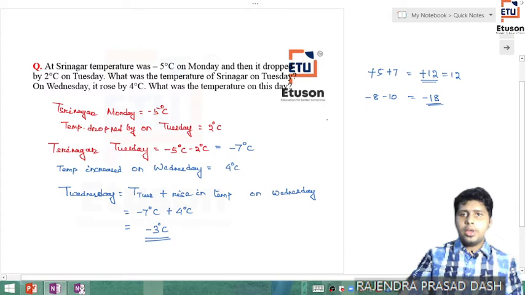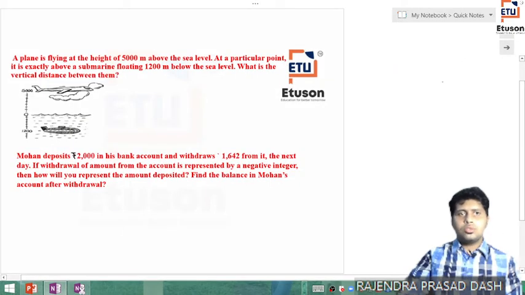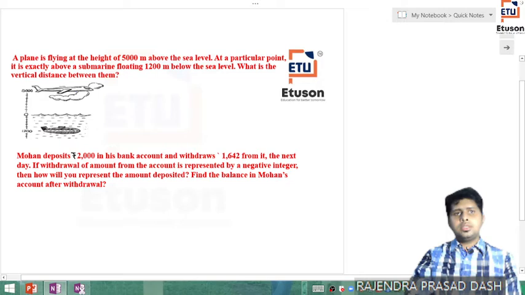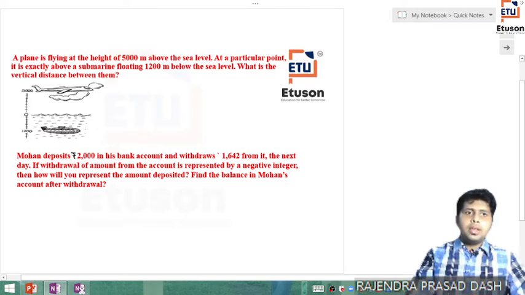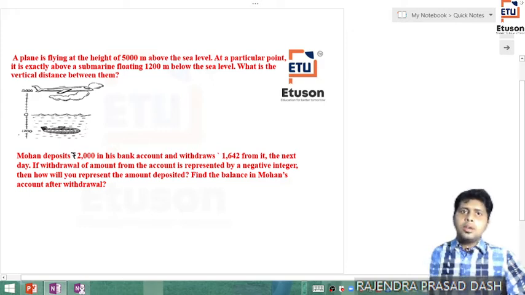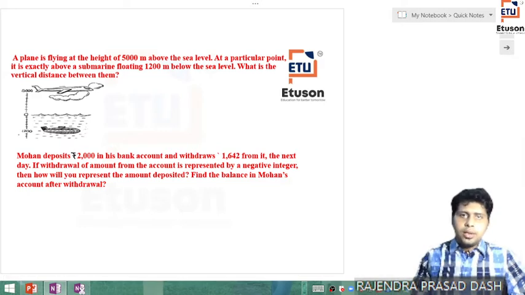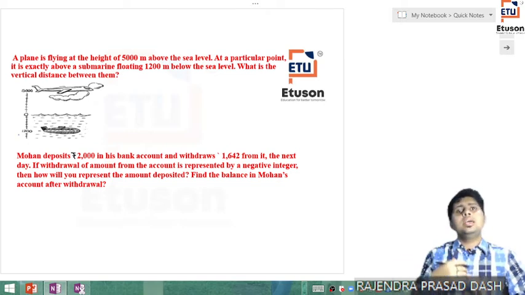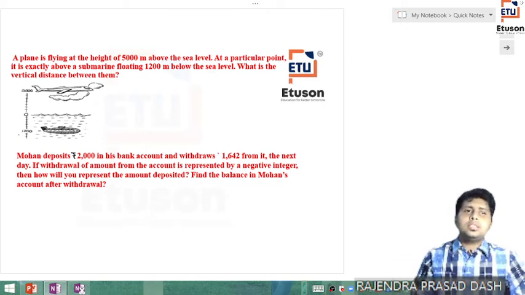Okay, so we'll go to the next question, beta. Here, see, there is a very interesting question. A plane is flying at a height of 5000 meters above the sea level. At a particular point it is exactly above a submarine. You know a submarine, na, which goes under the water. So at a particular point it is exactly above a submarine floating 1200 meters below the sea level. What is the vertical distance between them?